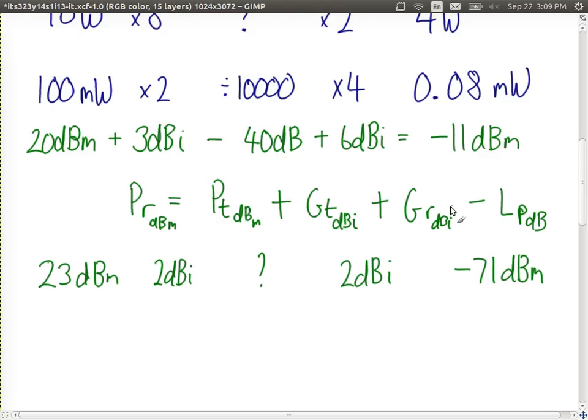You just rearrange this equation, and the path loss will be the transmit power, 23, plus the gain of the transmitter, 2, brings us to 25, plus another 2, 27, minus minus 71. 27 plus 71, which will be 98 dB. Path loss in dB will be 23 plus 2 plus 2 minus minus 71.